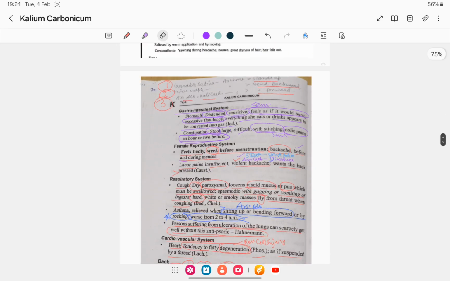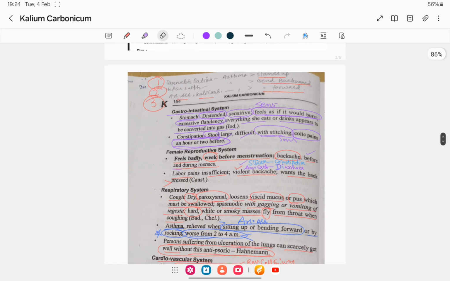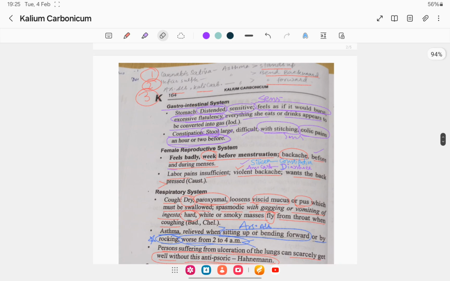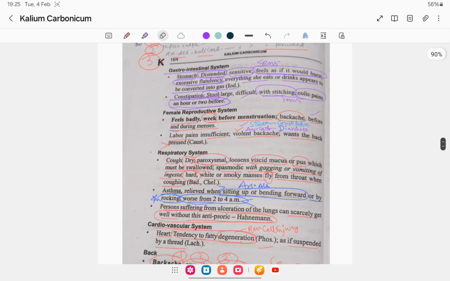And about backache, GI symptoms: constipation, stool large, difficult to pass, stitching pain, colic pain an hour or two before. And about female symptoms: week before menstruation, feels badly, backache before and during menses, calicarb; constipation before and during menses, silicea; diarrhea before and during menses, ammonium carb, bovista. Violent backache, wants the back pressed, so amelioration from pressure.